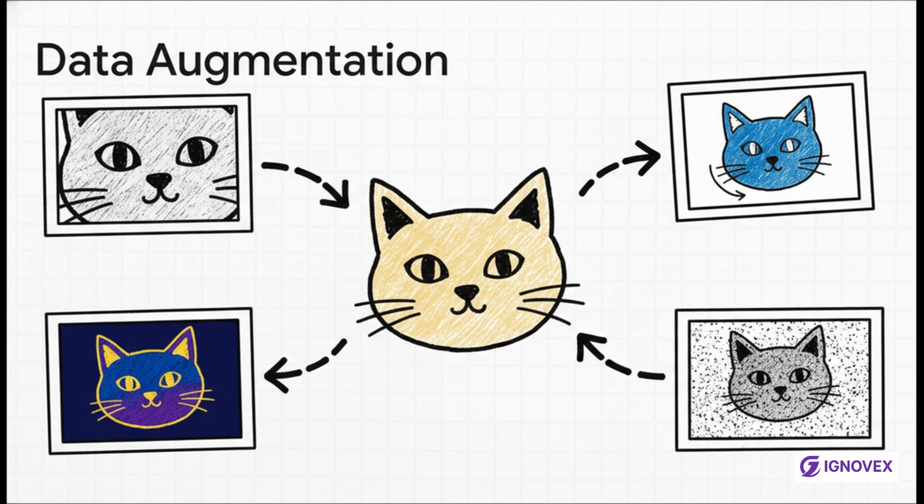But wait, how do we create those positive pairs automatically? We can't do it by hand. This is where a clever trick called data augmentation comes in. We take a single image and just create tons of variations of it.